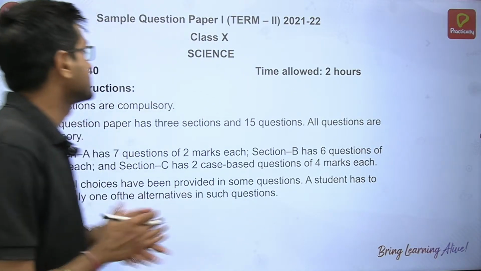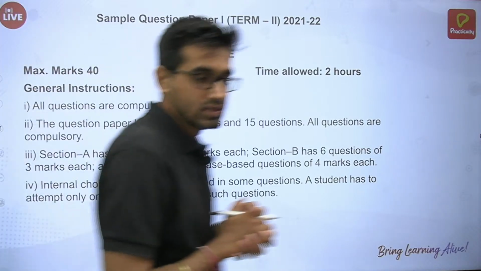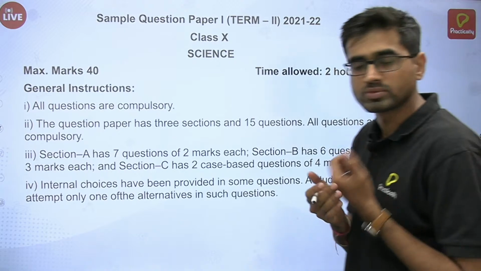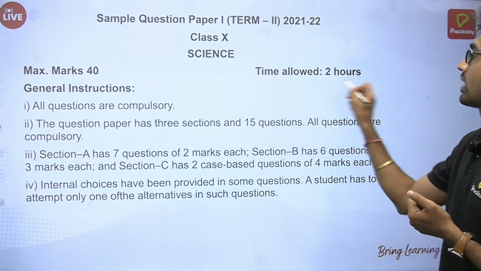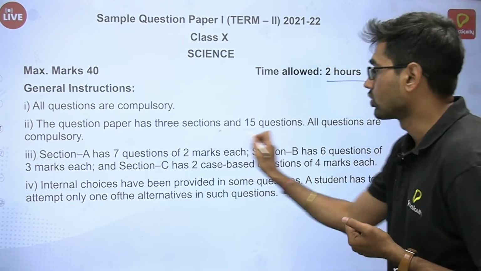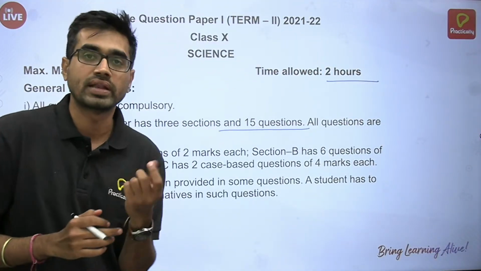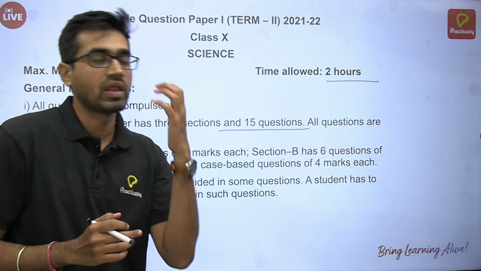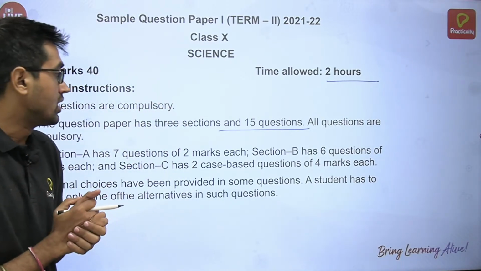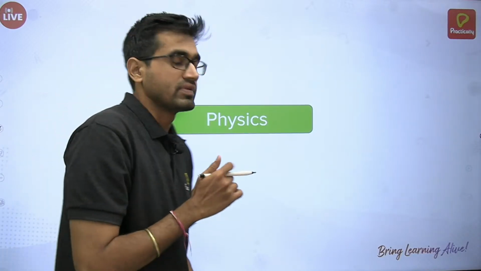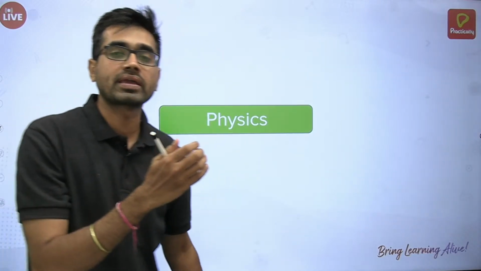Let's move to the question pattern. Remember that this is a subjective question paper, not an objective question paper. You have 2 hours and a total of 15 questions, and each part, that is physics, chemistry and biology, will have 5 questions each. Now we'll focus on these one by one. We're starting with physics, then chemistry.